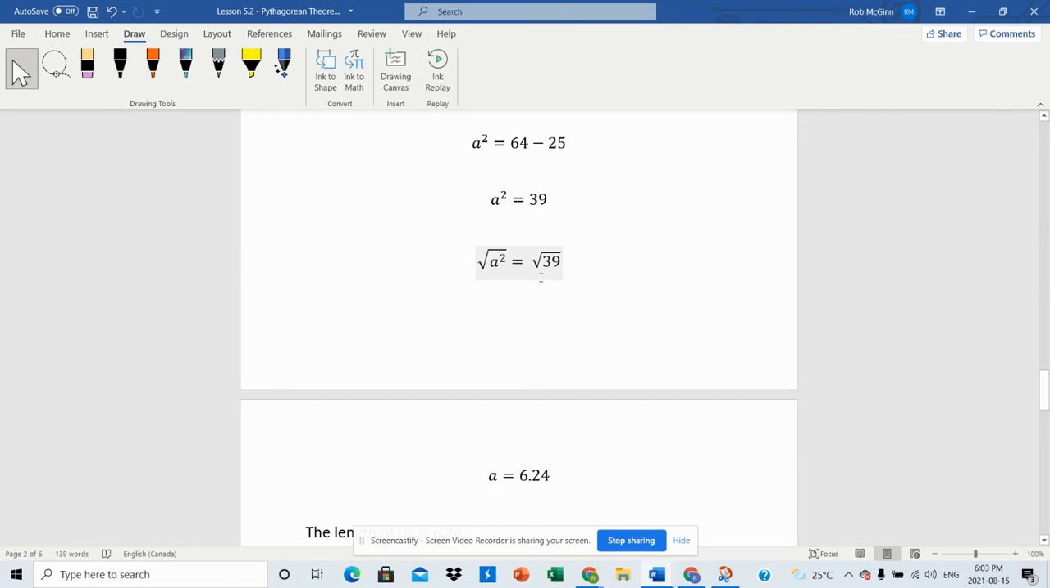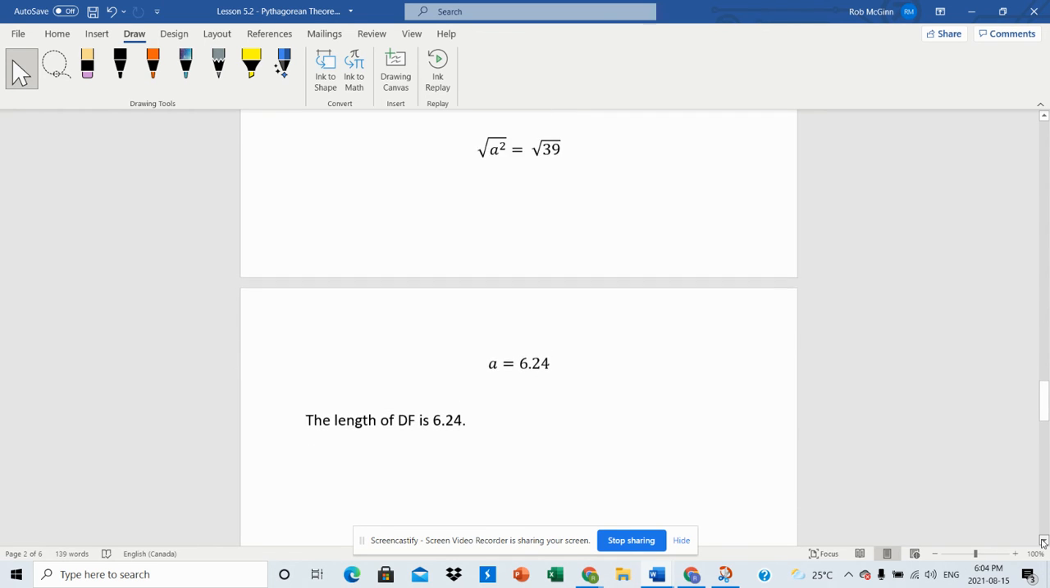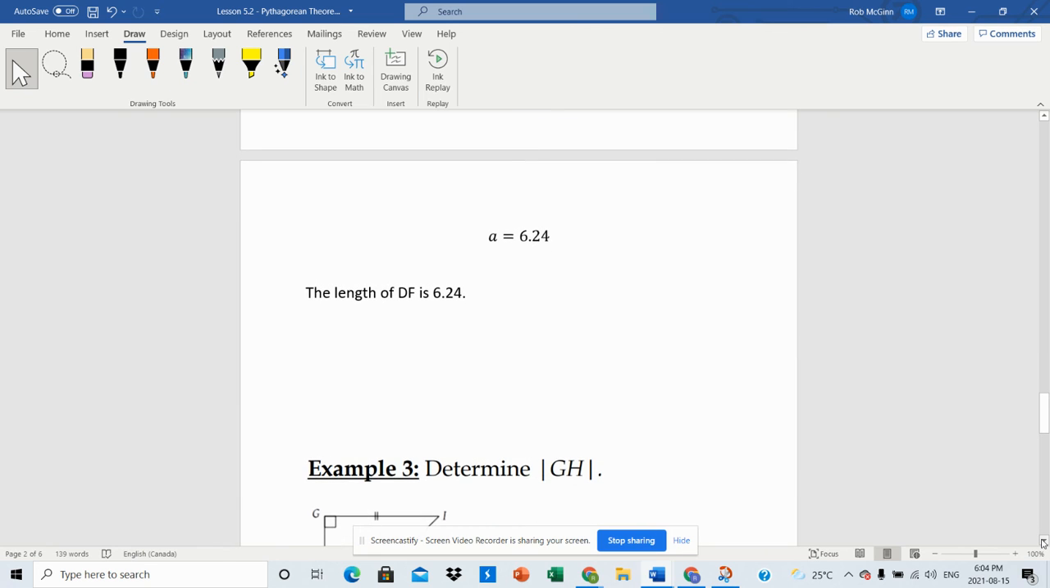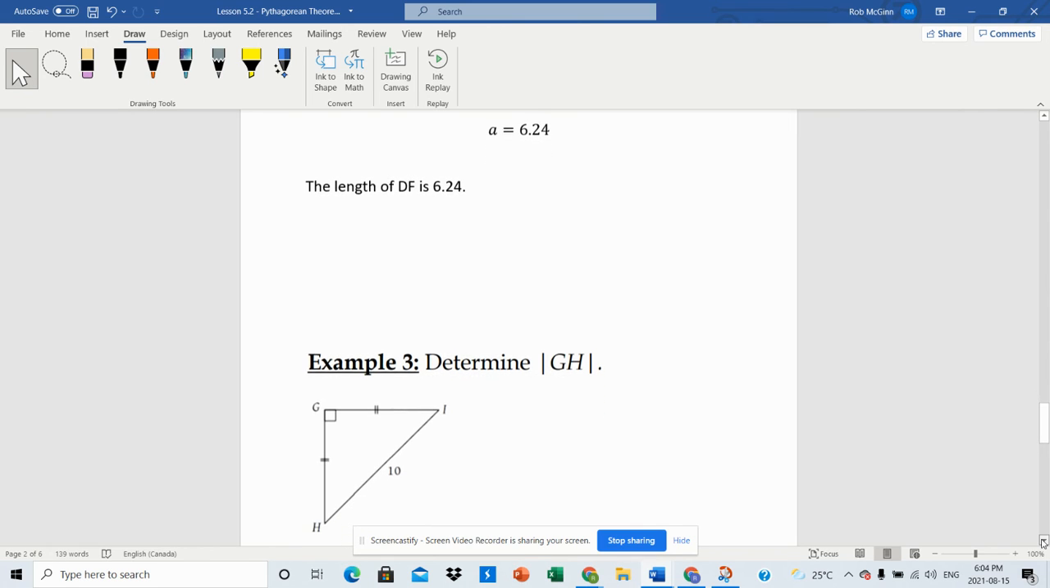If you left it in radical form and just said A equals the square root of 39, I would accept that as well. So the length of DF is 6.24. All right. So another one here, we're going to determine the length of GH.